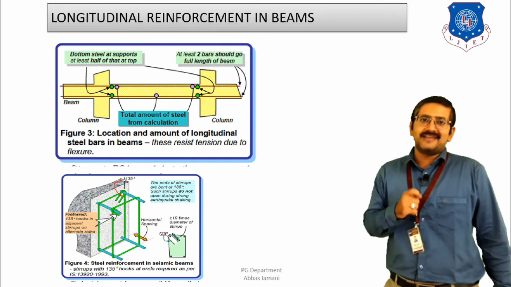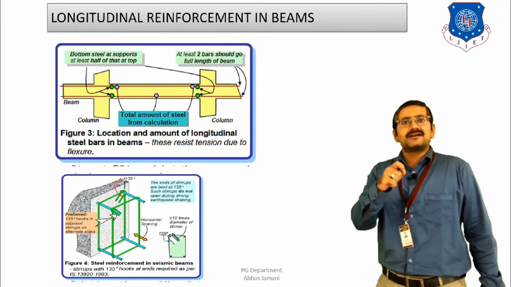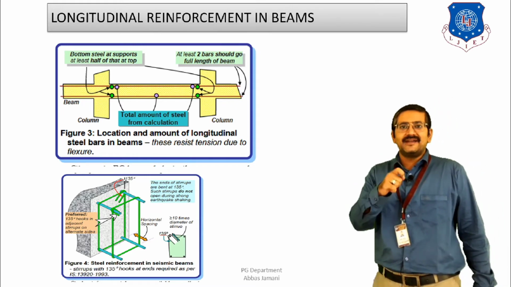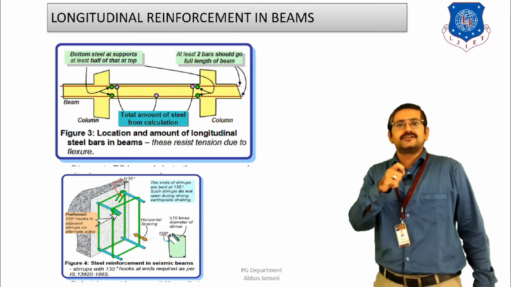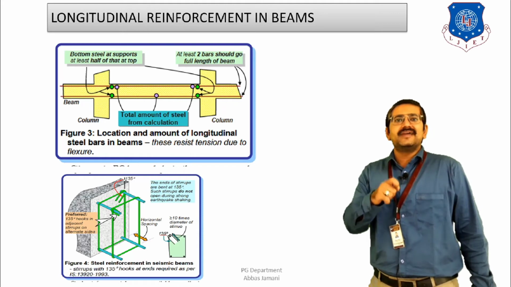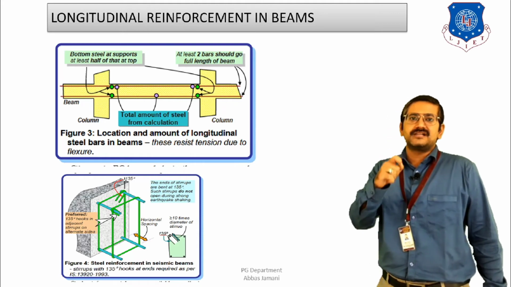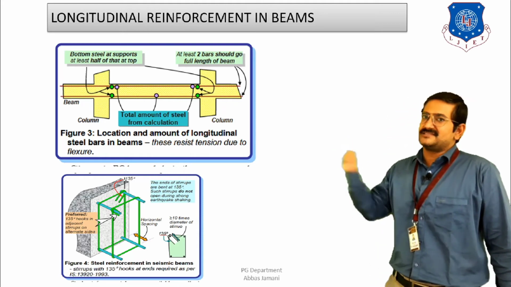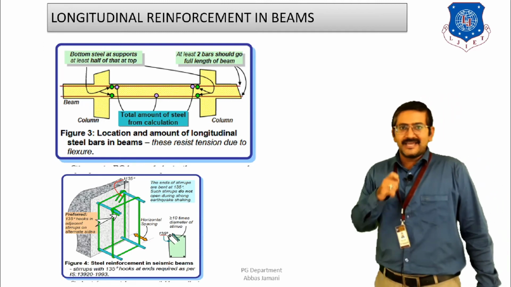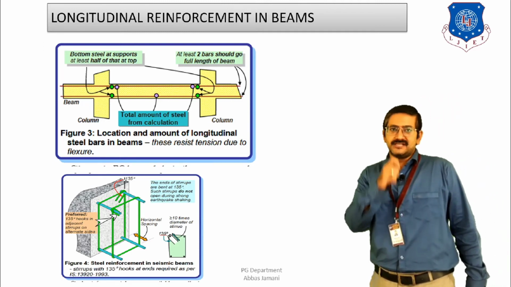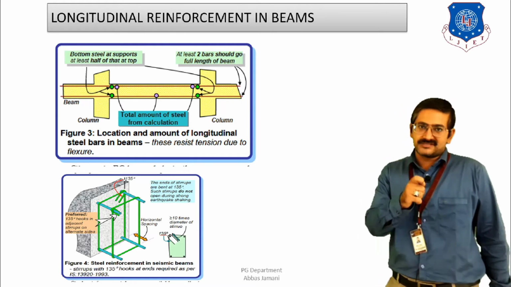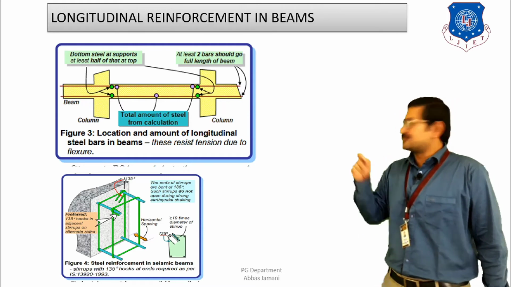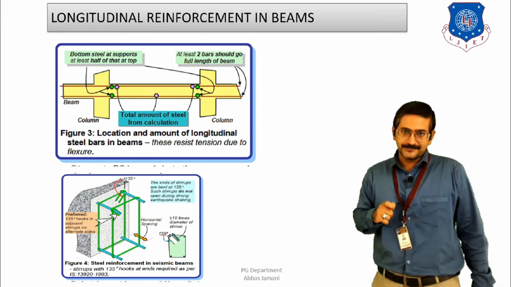Then the other guideline the code gives is that the minimum amount of longitudinal steel throughout the beam should be at least 25% of the total steel that you provide at the tension face near the support, right? Again I am repeating, the minimum longitudinal steel provided throughout the beam should be at least 25% of the total steel provided near the support section, right?